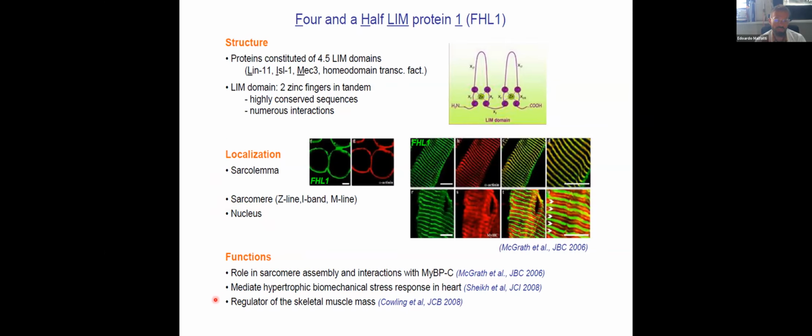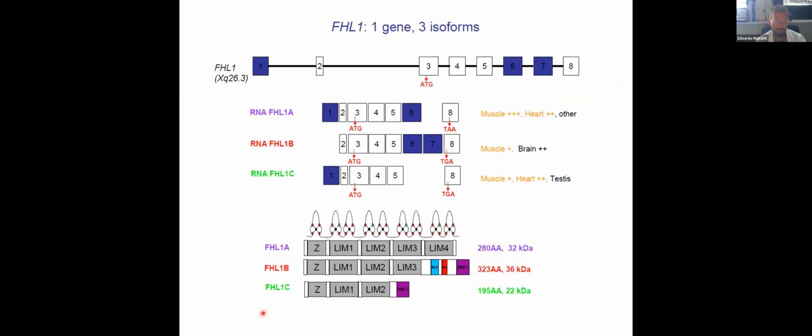The functions of these proteins are variable. A role has been demonstrated in sarcomere assembly, and it interacts with myosin binding protein C, which stabilizes the thick filaments of myosin. It has also been shown that it mediates the hypertrophic response to biomechanical stress in the heart, and it is also a regulator of skeletal muscle mass.